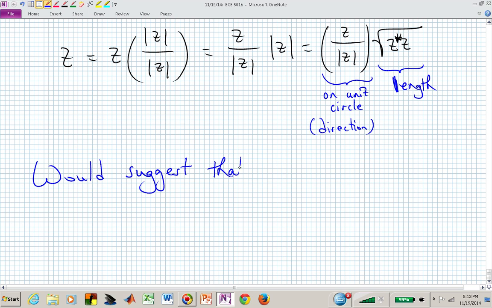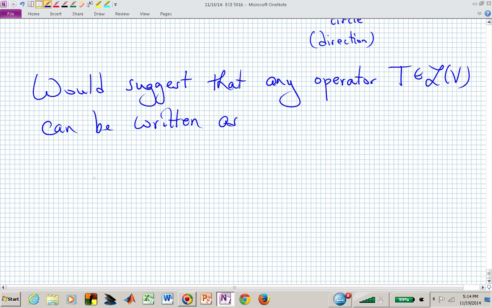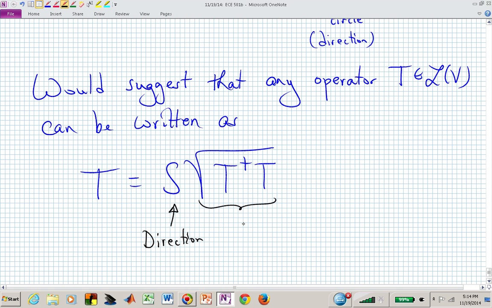It would suggest that any operator T on this complex inner product space V can be written as a direction S, that's our isometry, like z over its magnitude, times the square root of T dagger T. Here is now our direction, and this is our length, with S an isometry.